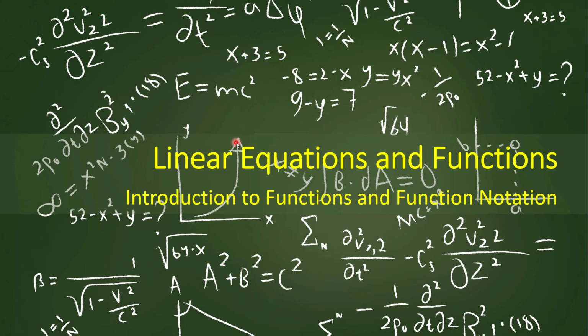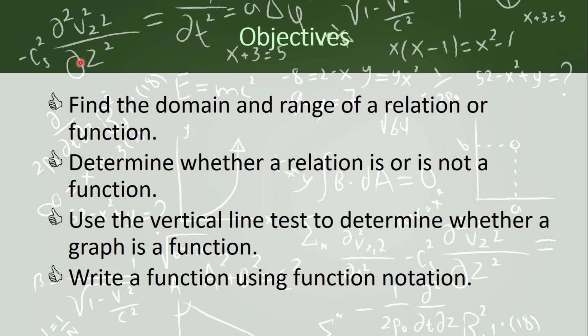Hi everybody, this video covers section 4.5, Introduction to Functions and Function Notation. In this lesson, we are going to talk about finding the domain and range of a relation or function, determine whether or not a relation is or is not a function, and introduce the concept of well-defined. We are going to use a concept called a vertical line test, which will help us determine whether or not a graph is a function or just a relation. And we're going to talk about a new way of expressing equations as a function using this thing called function notation.